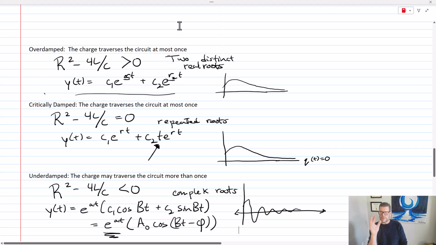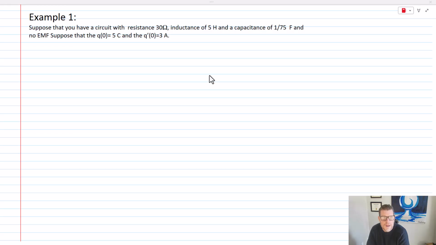So to review here, if we have two distinct real roots to our auxiliary polynomial, we're going to have an overdamped system. If we have repeated roots, it's critically damped. And if those roots are complex, then what we have is an underdamped situation, and we're going to get that oscillation over time. Let's take a look at some examples and work through some of these ideas.